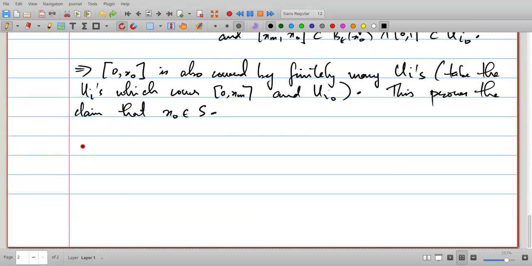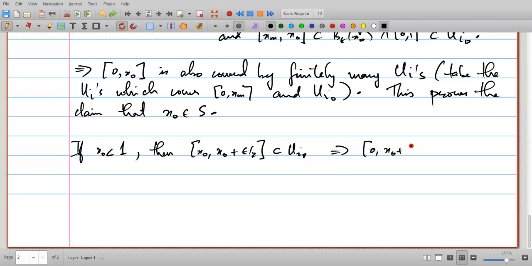So if x naught is strictly less than 1, then [x naught, x naught plus epsilon by 2] is contained in U_{i_0}. But then this implies that [0, x naught plus epsilon by 2] is covered by finitely many U_i's.